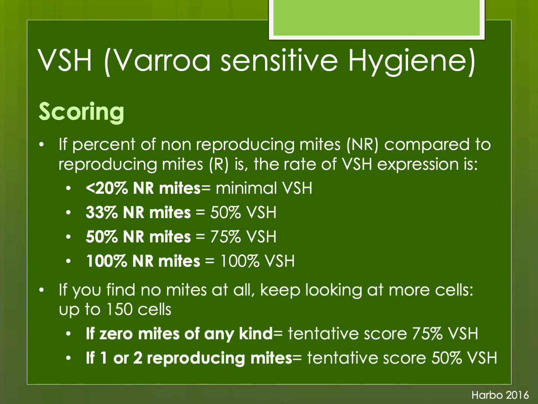If you find no mites at all, that can happen if you have strong expression of VSH behavior, you should keep looking at more cells. If there's 0 mites of any kind, you don't know for sure if it's full expression, so you give a tentative score of 75% VSH. If you find 1 or 2 reproducing mites out of 150, but the population is too low to really know, then you just give them a tentative score of 50% VSH. And again, this is all as per Harbo.